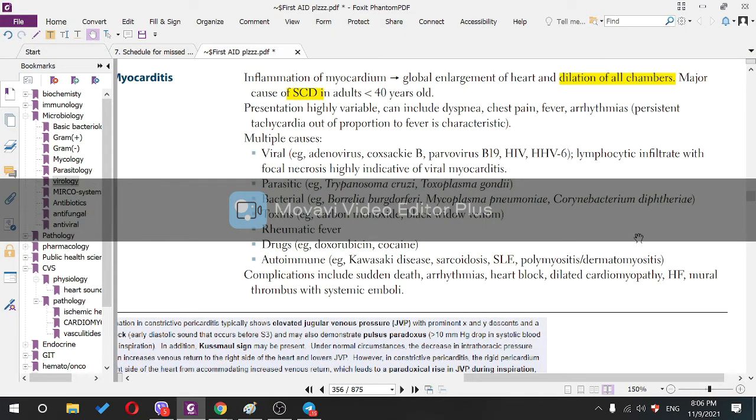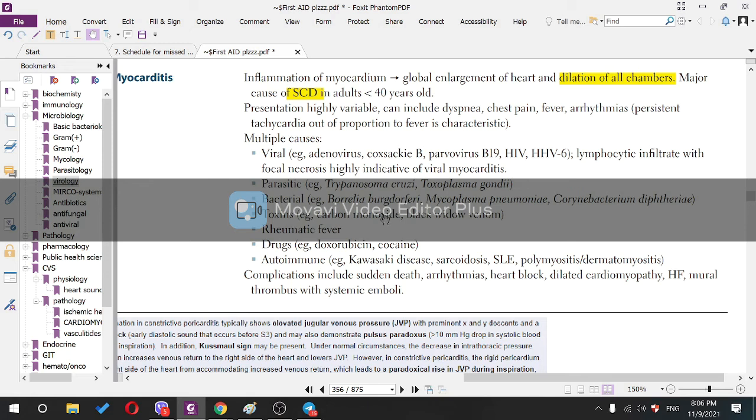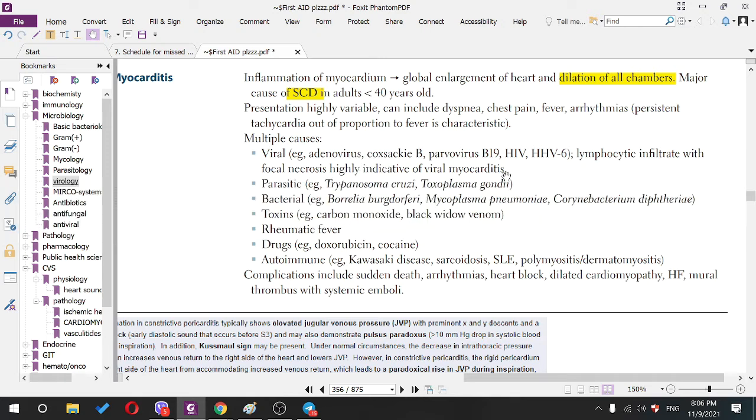In reality, we prefer imaging modality, like MRIs, for example. And why MRI, not CT? Because MRI is much better at seeing inflammation. CT is not good at seeing inflammation. Okay, parasites that can lead to myocarditis include the Trypanosoma cruzi. Remember that one, it was due to the kissing bug. And Toxoplasma gondii, it was from the cats.